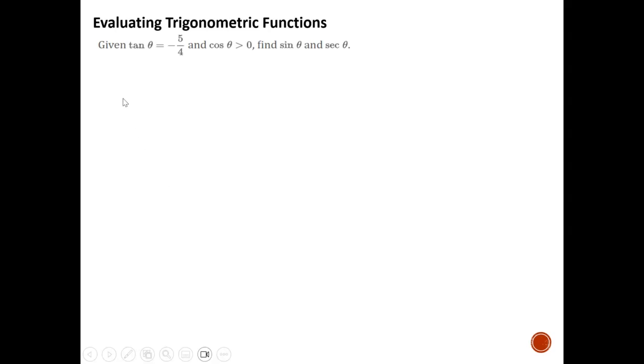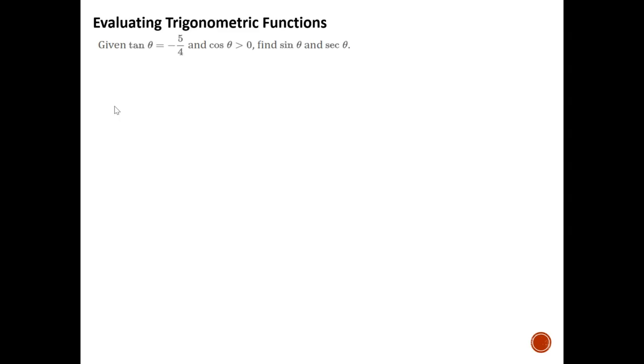Hey guys, here's where a lot of students make mistakes, in my experience as an instructor. Here they tell you, given that tangent of theta is equal to negative 5/4 and the cosine of theta is positive, more than 0, find the sine of theta and secant theta.